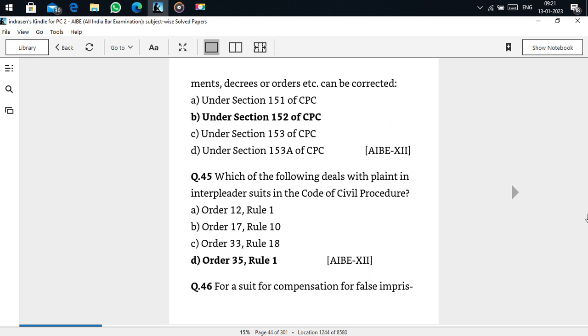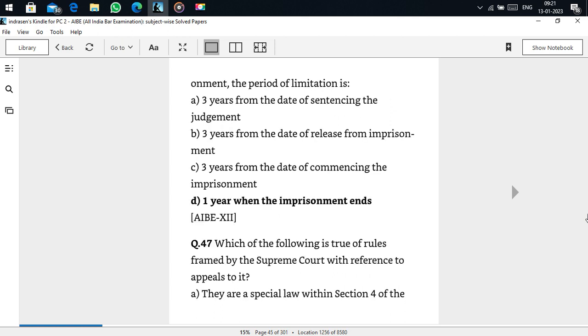A suit for compensation for false imprisonment: the period of limitation is 1 year. So if there is any false imprisonment, the suit has to be filed within the 1 year. Which of the following is true of the rules framed by the Supreme Court with reference to appeals to it?